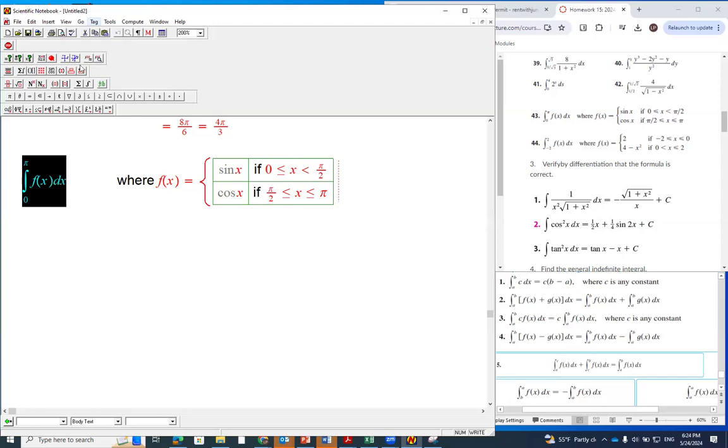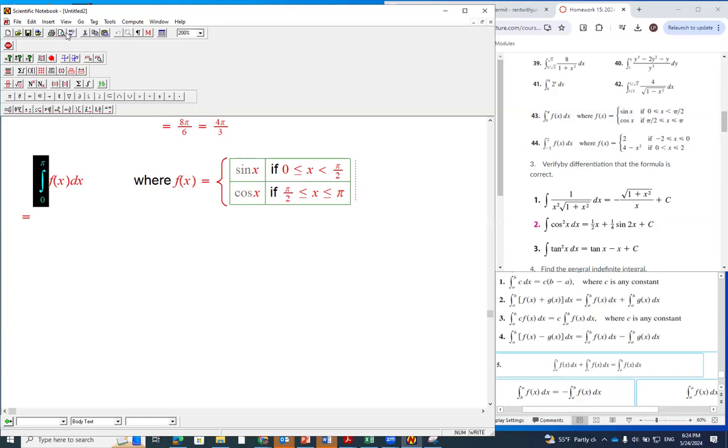So when we work with this integration, we are going to separate it. So how do we express it? I'm going to show you how we express it. This integral will be separated into two parts. One is from 0 to pi over 2, then from pi over 2 to pi. These two integrals will be separated according to property number 4.